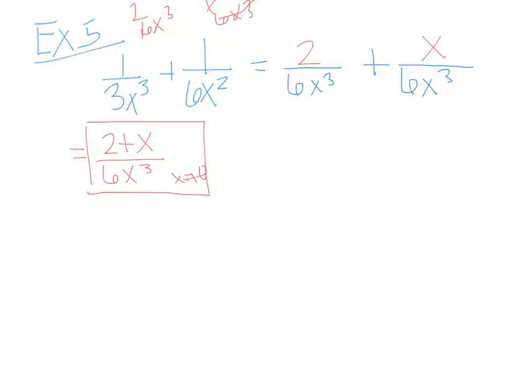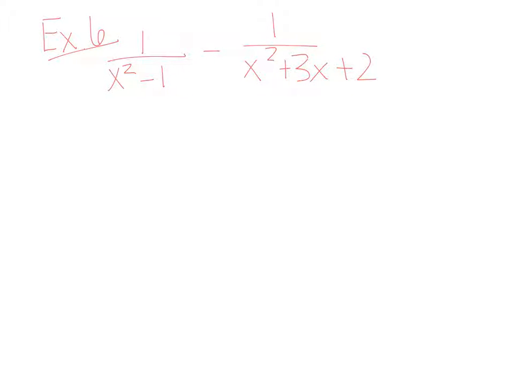Okay? Example number 6. We'll go ahead and put this up here. We have 1 over x squared minus 1 minus 1 over x squared plus 3x, sorry, it's an ugly 3, plus 2. Now, in order for us to add these, or in this case subtract them, we need to do what first? Exactly, factor. So I have x plus 1 times x minus 1. And then I have x plus 2 times x plus 1.